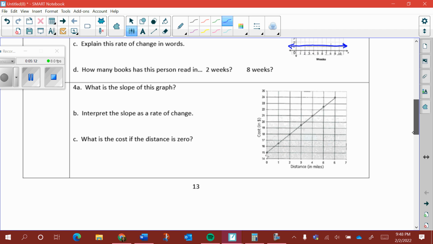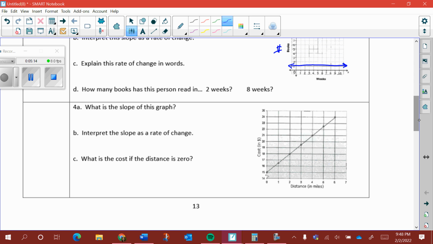The next one, what is the slope of the graph? Well, again, the slope is going to be the rate of change. So from one dot to the next. And I'd like to use pretty points. So there's a pretty point, there's a pretty point, there's a pretty point. I'm going up 1, 2, 3, over 1, 2. Going up 3, over 2. Interpret the slope as a rate of change. Well, it's the cost per mile. So it's going to be the cost per mile.